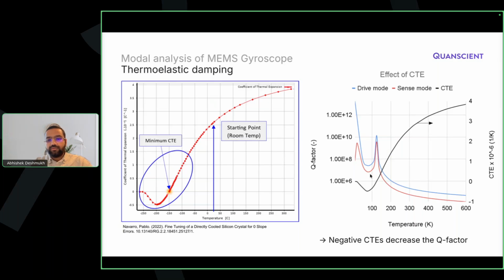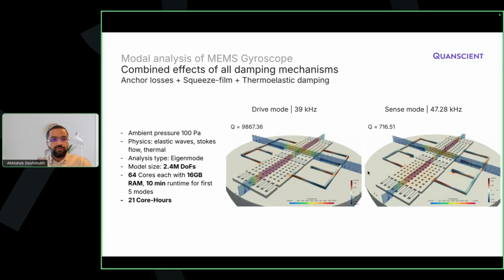And because of this negative coefficient of thermal expansion, it can also change the other way around. And this is what I found really interesting. And these kind of individual effects can be obtained from Quanscient Allsolve.